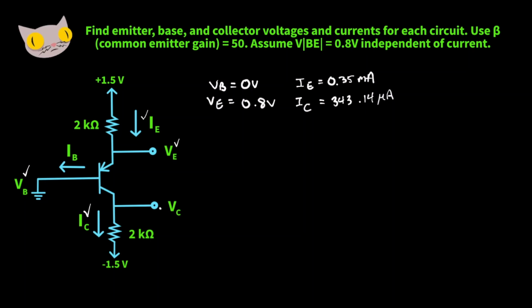Now let's find the voltage at the collector pin. So for this one, we're going to take this negative 1.5 voltage, and to that we're going to add the collector current times this 2K resistor. So our collector current is 343.14 times 10 to the negative 6 amps times 2,000 ohms.